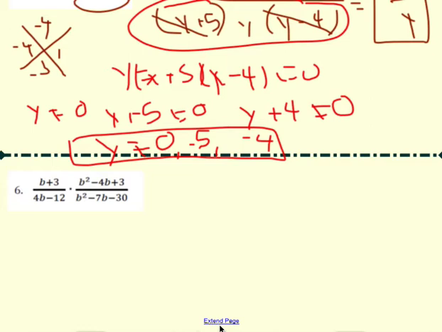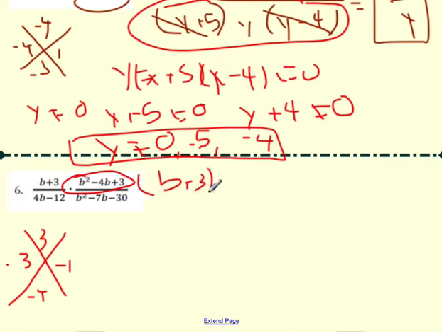All right, so let's take a look at number 6. For number 6, we have b plus 3 on top. That I can deal with. And then what I want to do is factor out some of these. So for this one, I'm multiplying to 3 and adding to -4. So I'm going to use -3 and -1. So I have b plus 3 on top times b plus 3 times b minus 1.